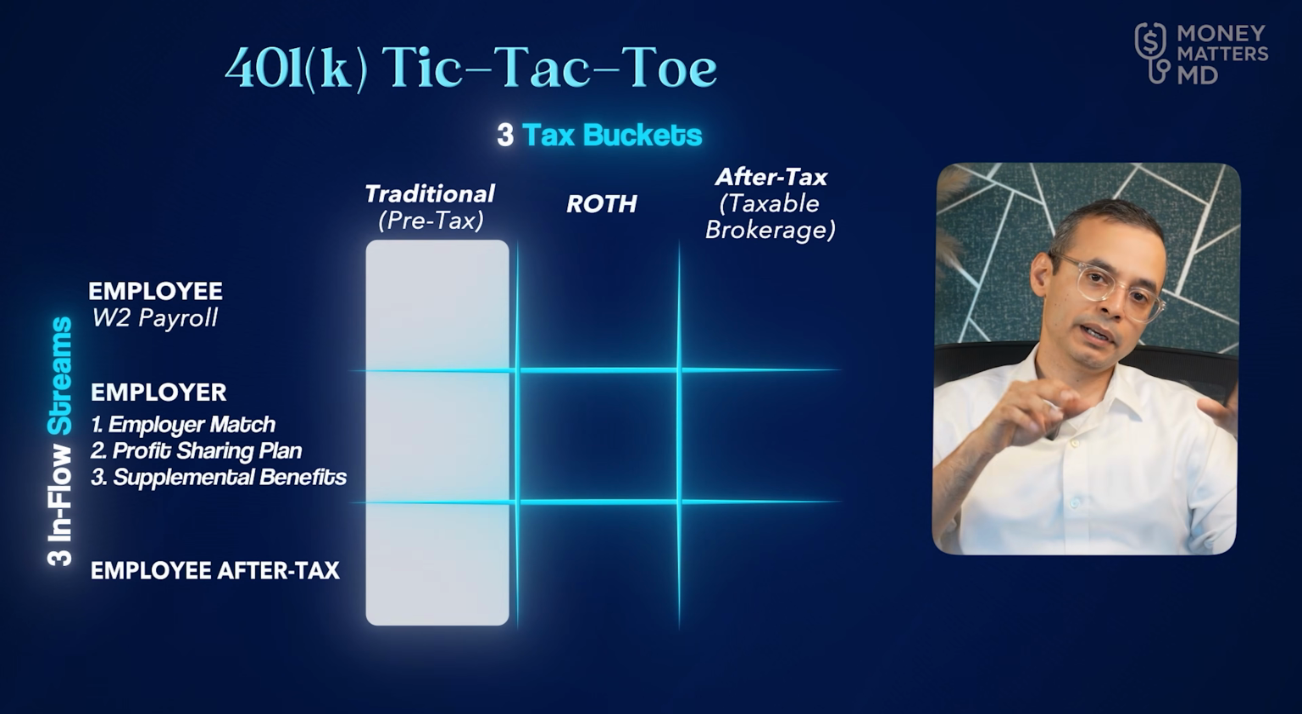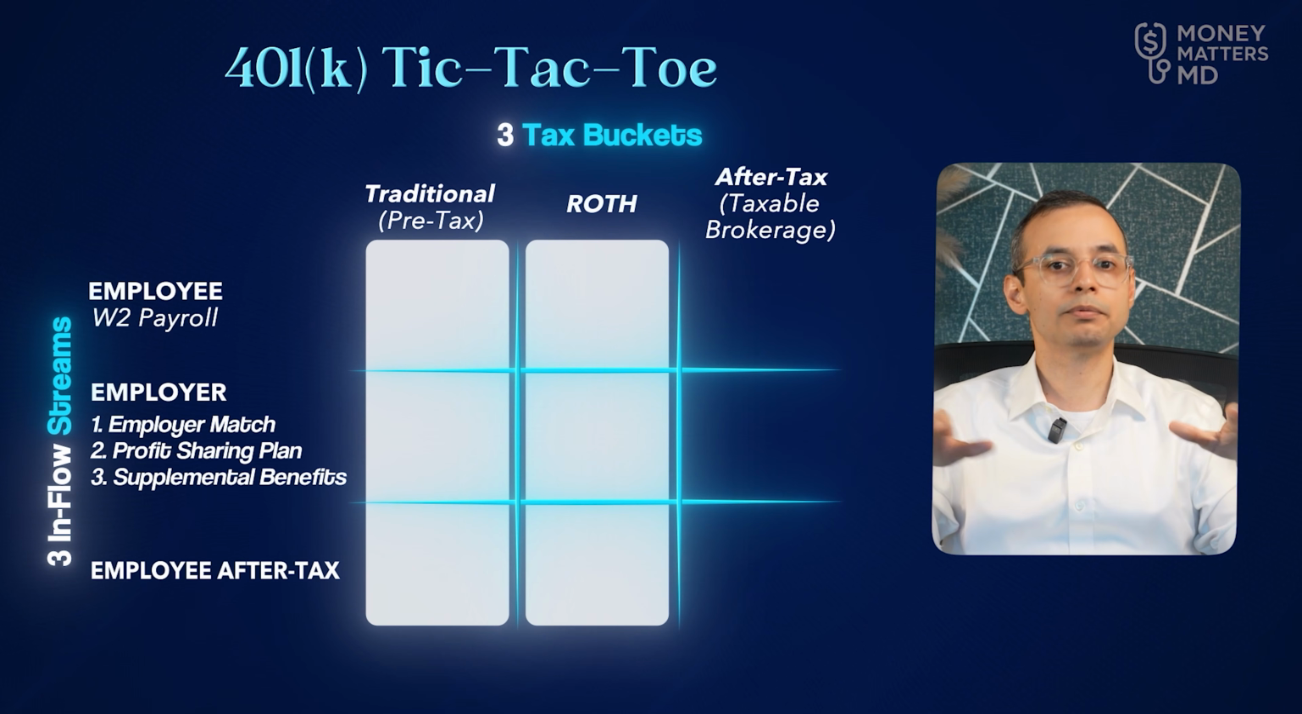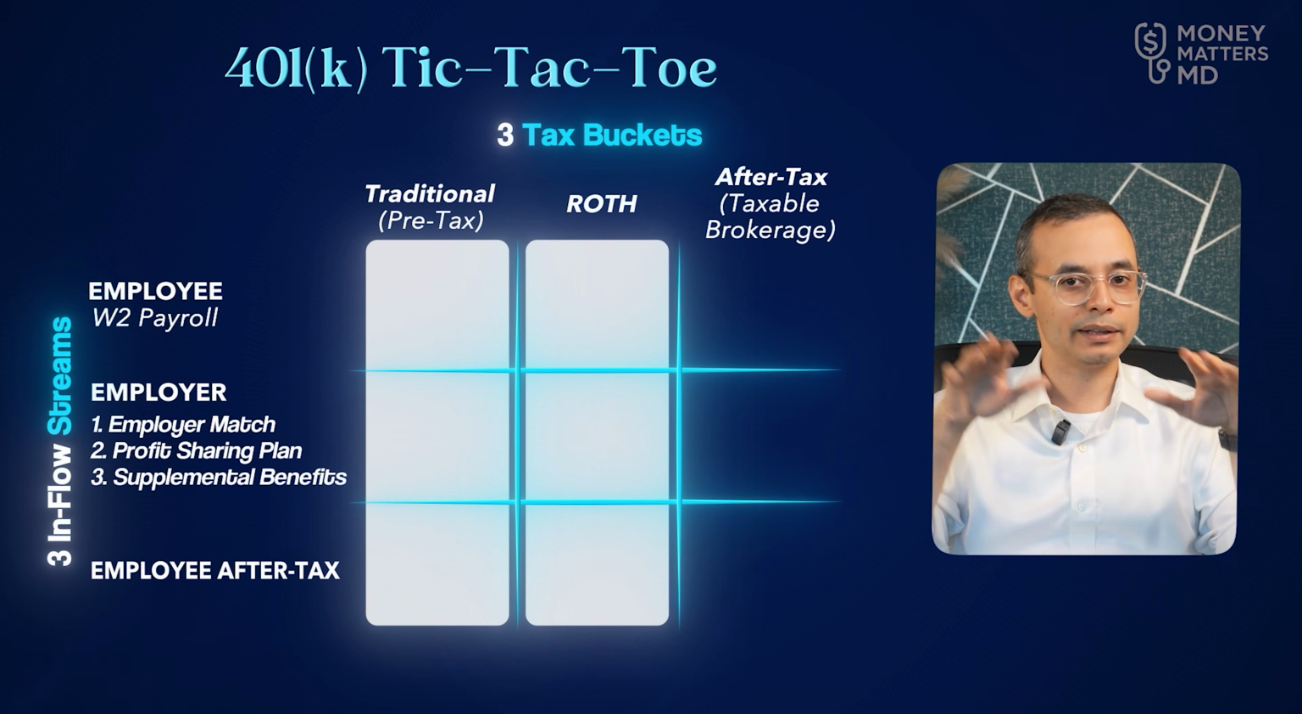So there's a very high likelihood that in the coming decades, the top tax bracket will be much, much higher. So it kind of makes sense to diversify between the different tax buckets. You want to put some money in the pre-tax bucket and some money in the Roth bucket so that in retirement, you'll have options to choose from depending on the current tax rate in that given year.